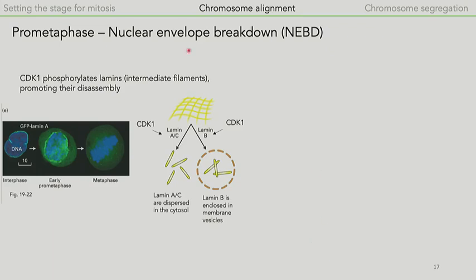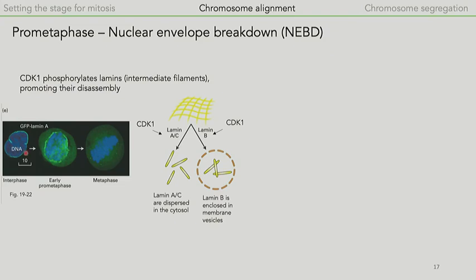And once again, this is an event that's driven by CDK activity. So CDK1, which is the mitotic CDK, will phosphorylate lamins. And when it does so, that essentially causes them to depolymerize either into soluble monomers in the cytosol, or in the case of lamin Bs, these dissociated lamins will be enclosed in membrane vesicles during mitosis.